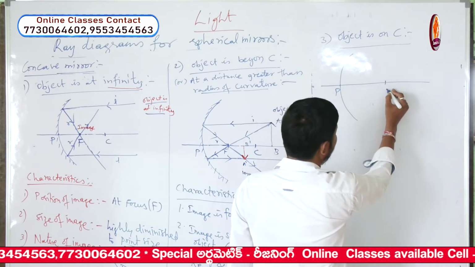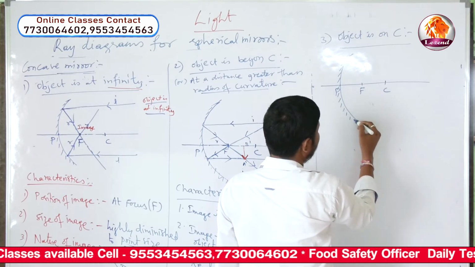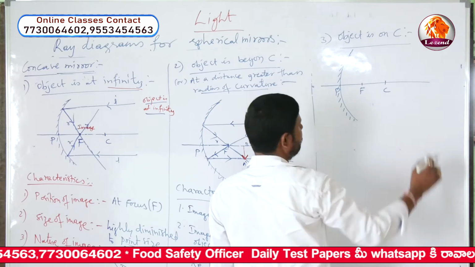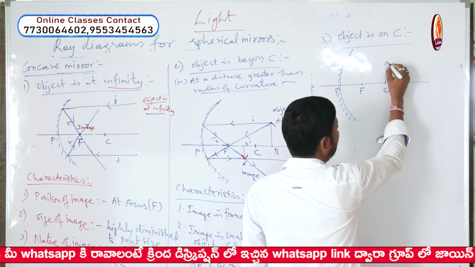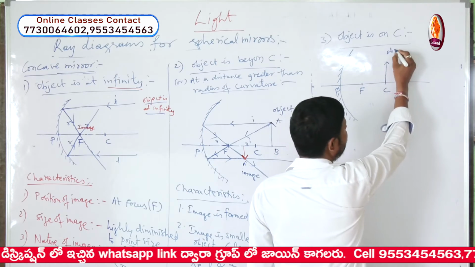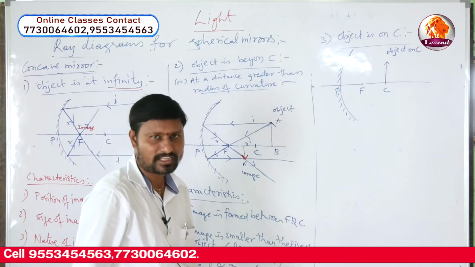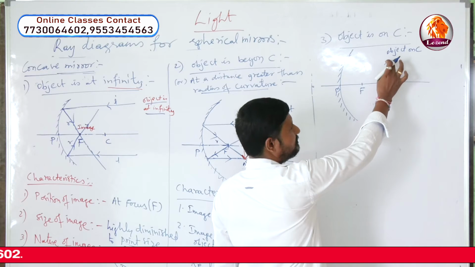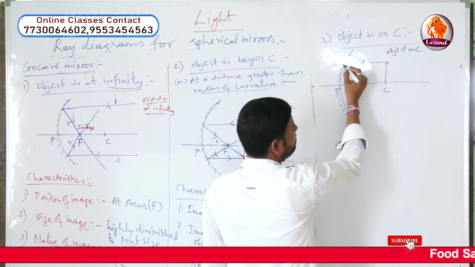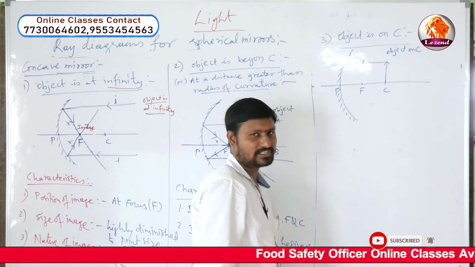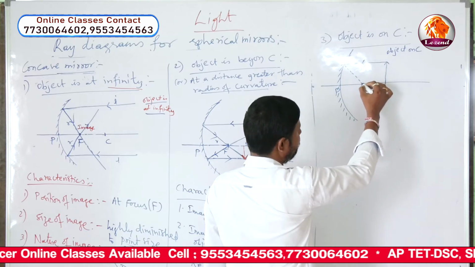Pole of the mirror, center of curvature, exactly the midpoint, principal focus. Now let us draw the object. Now it is exactly on C, the object on C, on the center of curvature. So to draw the ray diagram, we should take two light rays from the top of the object. One I am taking as what now? Parallel to the principal axis. So you know this is the first rule. After reflection it passes through the focus.